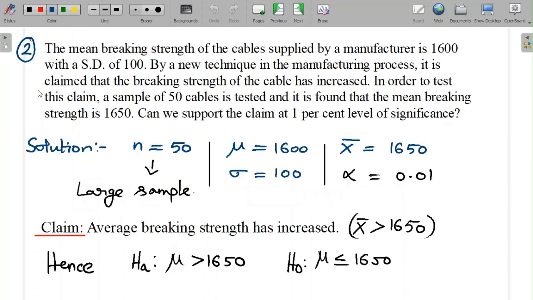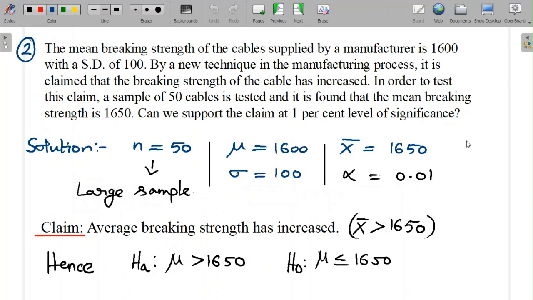The next example is about the mean breaking strength of cables supplied by a manufacturer. The manufacturer claims that the breaking strength of the cable has increased. In order to test this claim, a sample of 50 cables is tested and it is found that the mean breaking strength is 1650. The question is, can we support the claim at 1% level of significance? As usual, we'll find the sample size, which is 50, a large sample.